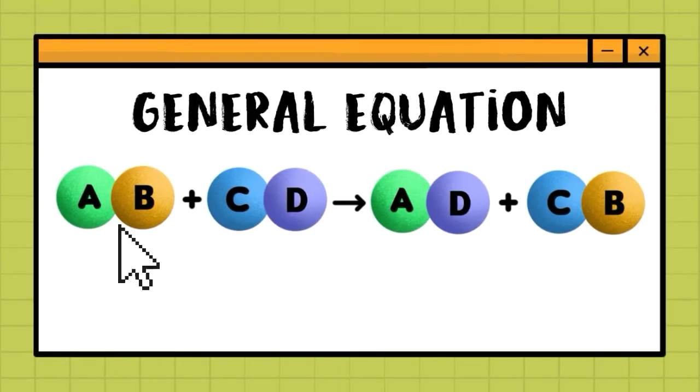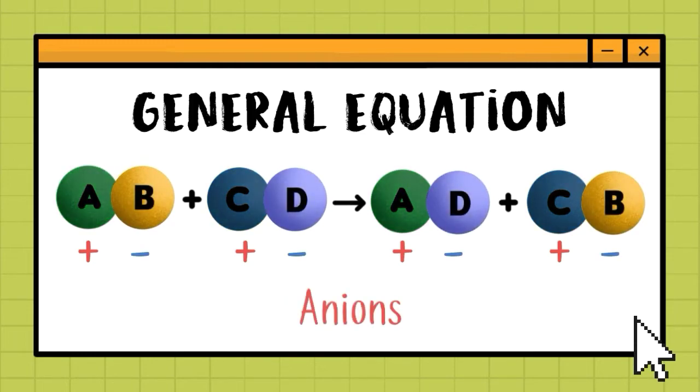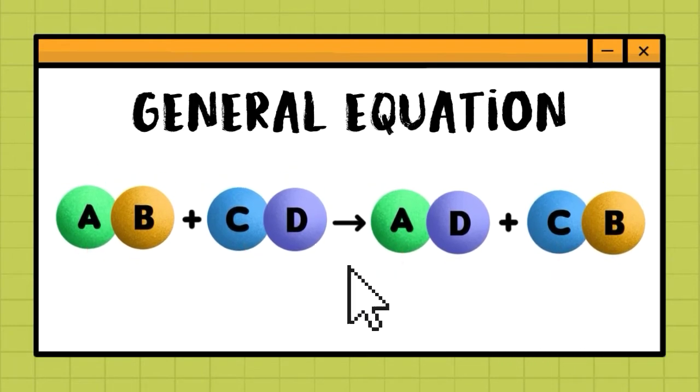We have here AB plus CD yielding AD and CB, where A and C are cations or the positive ions, and B and D are anions or the negative ions. In the equation, we have AB compound as our reactant. We are going to replace the ion B with ion D to form another new compound, which is the product AD. Same with the CD compound, by replacing ion D with ion B, forming new compound, which is CB.